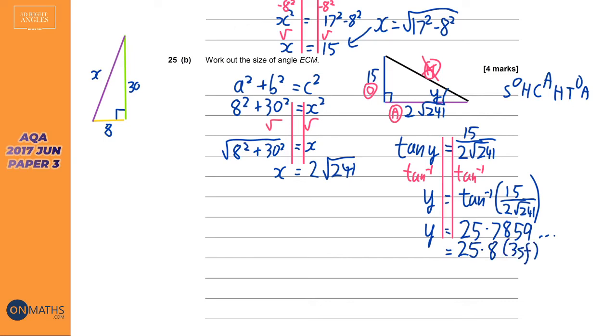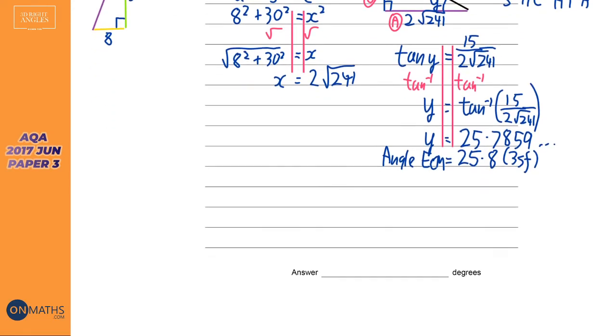Now I should really say that this is angle ECM, because I've kind of called it Y, but I should really make it really clear to the examiner that, and in fact there's an answer field here, so I can actually just put it in the answer field. It should be clear to the examiner that I've just labelled it Y just to keep the length of the working out down, because if you're writing a whole load of letters or angle ECM every time, it does add to the amount of working or the amount of writing you need to do.